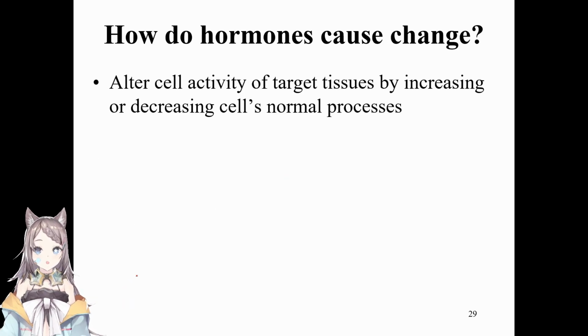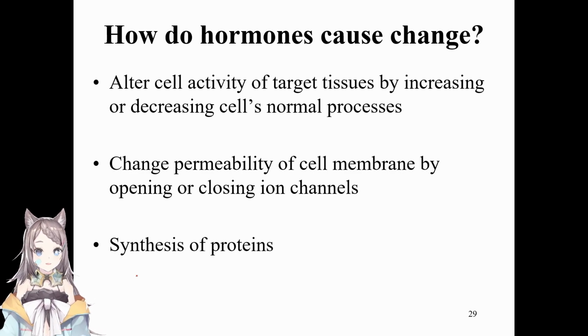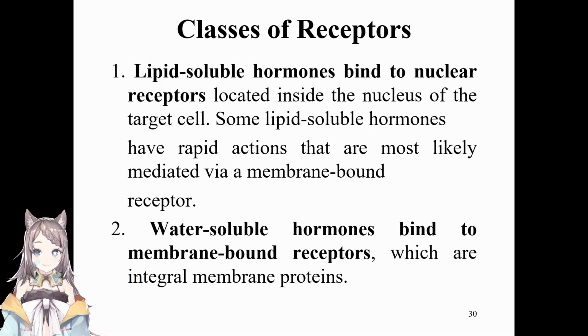So how do hormones cause change? They alter cell activity of target tissues by increasing or decreasing a cell's normal processes. They can also change the permeability of the cell membrane by opening or closing ion channels. They can also push the cell to synthesize proteins.